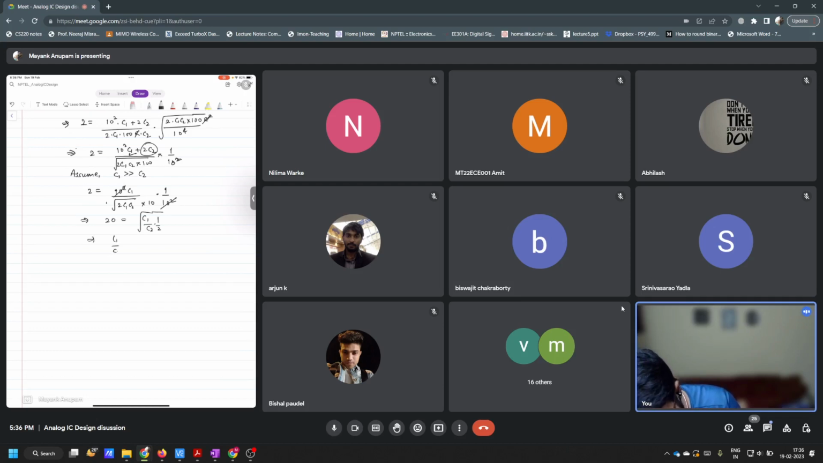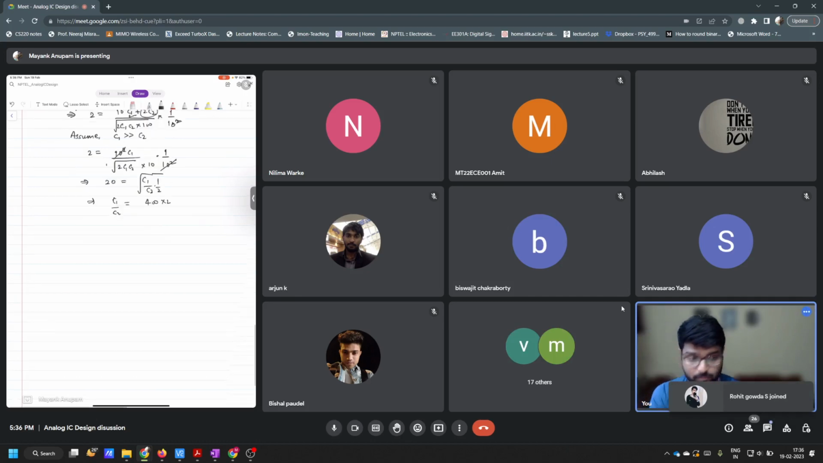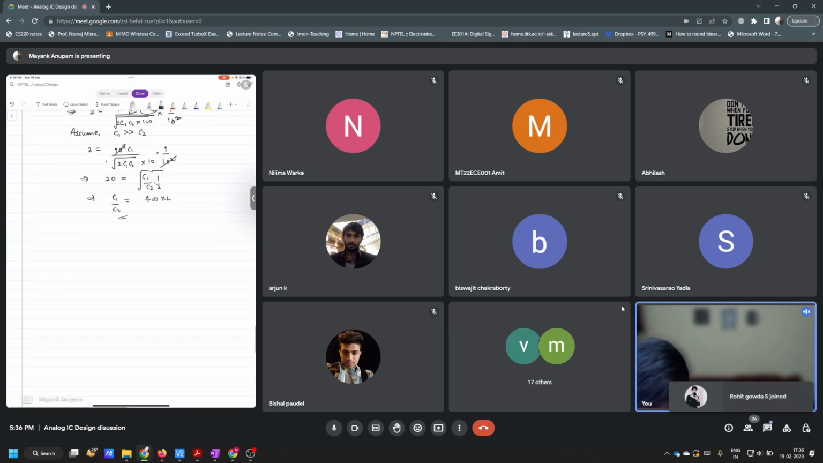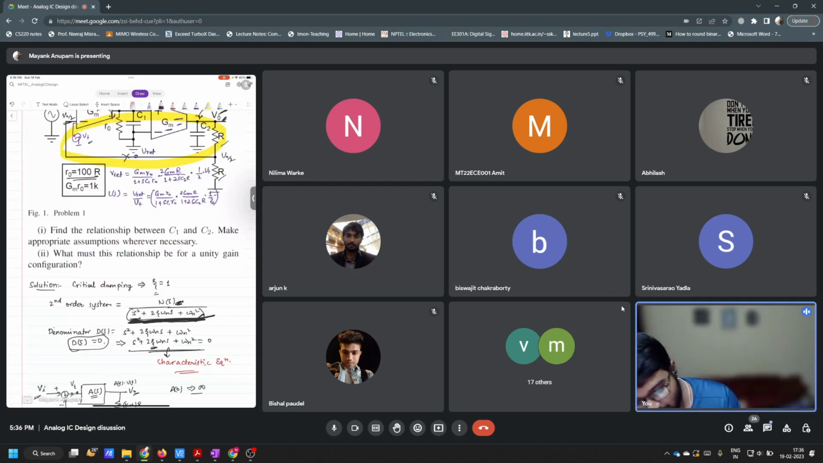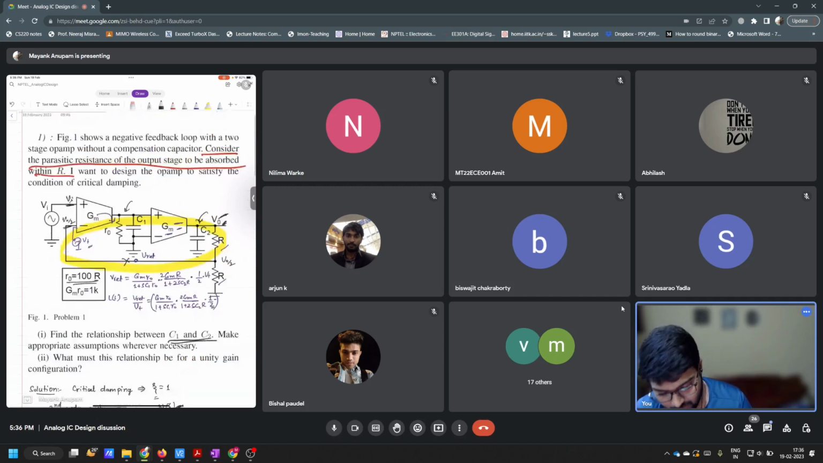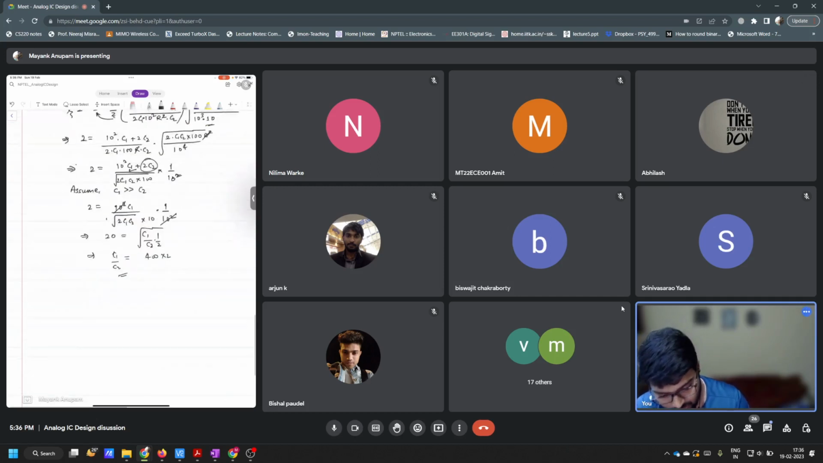So C1 by C2 under root is equal to 400 times 2, correct? This was the question, by the way. I didn't say what the question was. We have to find the relationship between C1 and C2 to make sure that the damping is critical. So you say that C1 by C2 is 400 into 2, which is C1 is 800.